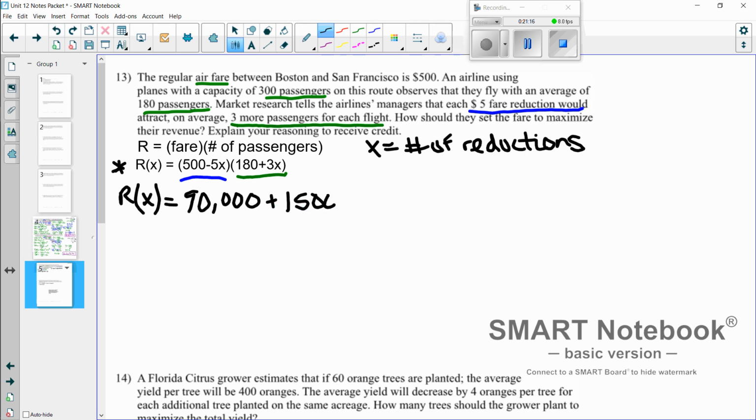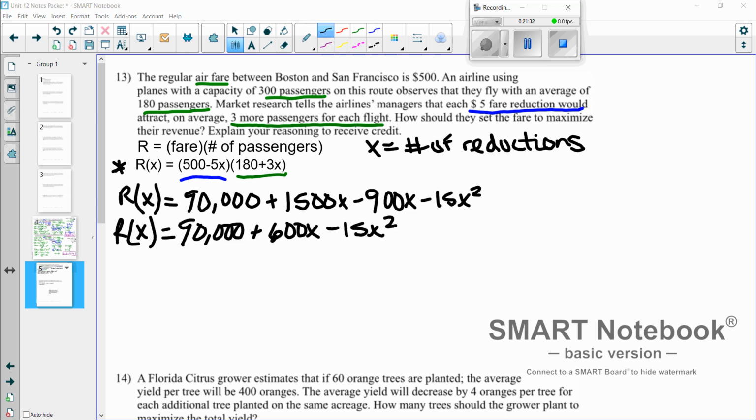1500x. And then we have 5x times 180, that's minus 900x. And then we have minus 15x squared. Okay, so let's go one step further. Let's combine here. You should get that. I just combined the two middle terms.